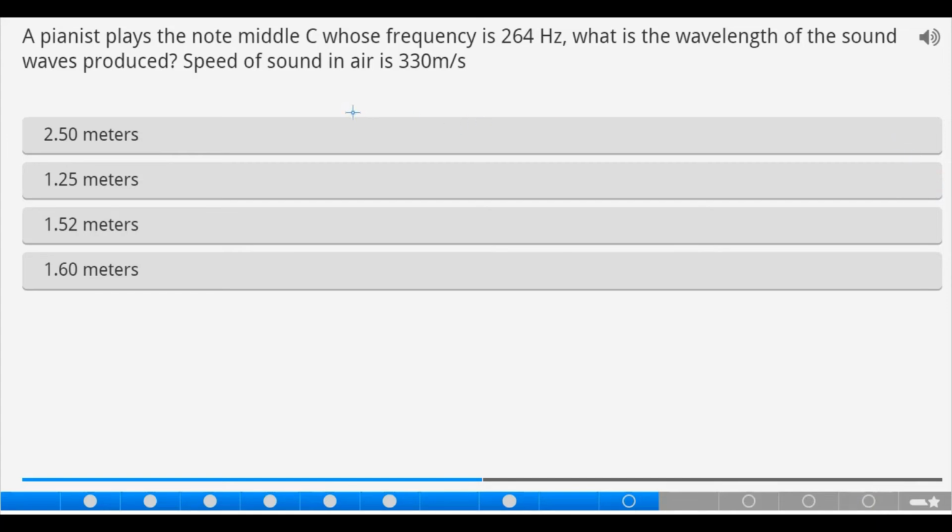Okay, so a pianist plays the note middle C whose frequency F is equal to 264 Hz. What is the wavelength of the sound waves produced? So speed of sound in air, that's V for sound, velocity or the speed of sound, is 330.